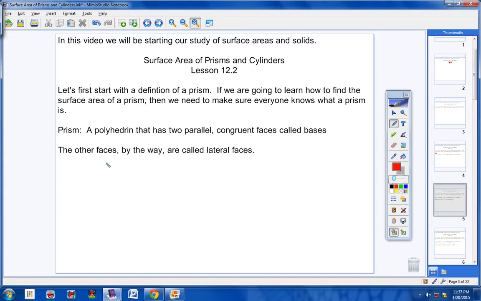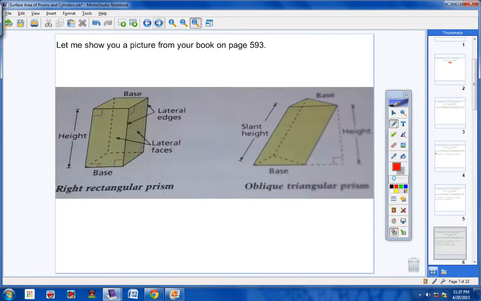The other faces are called lateral faces, and I'll be talking about that here in just a second, alright? I'll wait just a second while you copy these two notes down. A prism is a polyhedron that has two parallel congruent faces. They're called bases, and the other faces, by the way, are called lateral faces. Now, so that you don't have to try to draw these pictures in your notes, you just might want to make a note that says page 593, okay? And make sure you study page 593. If you'll look at the screen here, or you can turn in your books to page 593 if you want to. That's totally up to you. But either way, either look in your book or look here at the screen.